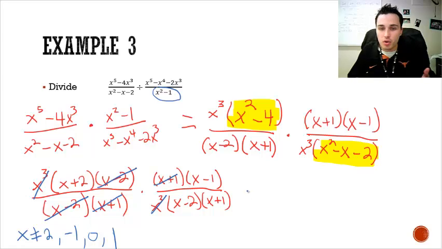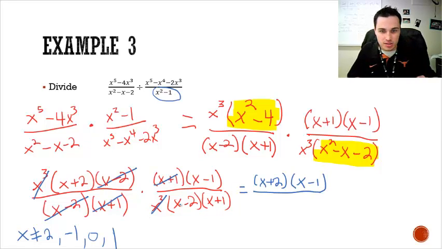So now I can multiply straight across, and that would be my answer. So x plus 2 multiplied straight across times the x minus 1. Okay, so that's my new numerator. And my new denominator is just this x minus 2 times x plus 1.